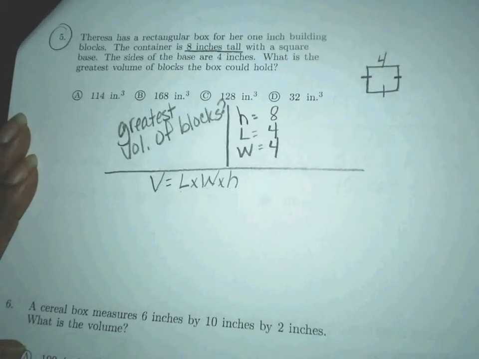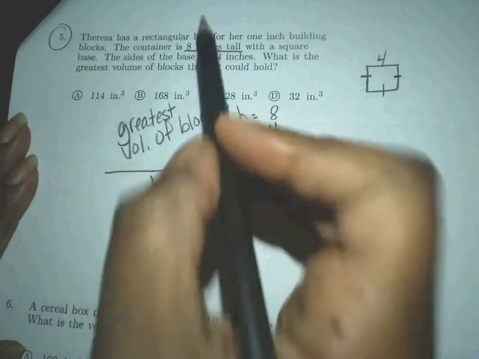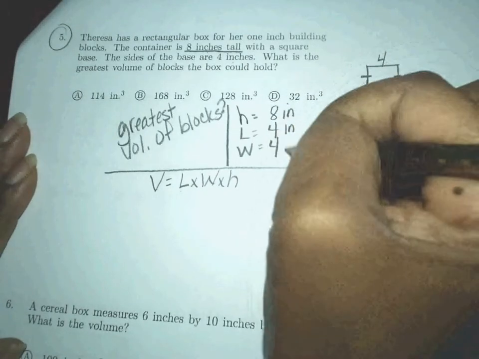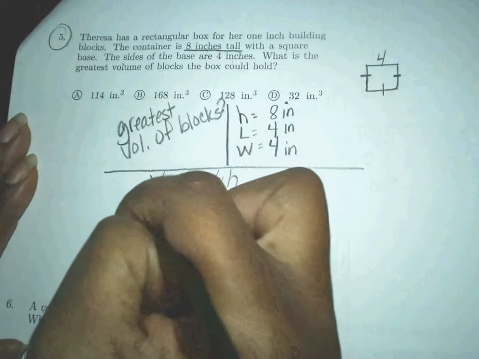You forgot to put the units in the details. I did. Ooh, she caught Miss McQueen. All right, I forgot to put the units in the details, and that's still important. So they gave us inches here and inches here. Go ahead and throw those inches in there. Smarty pants. I'm smart too.